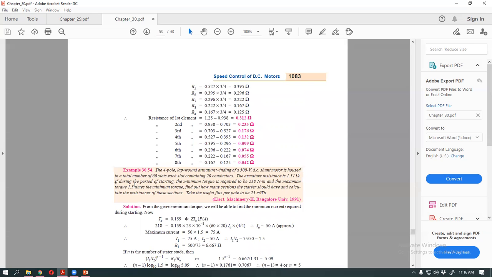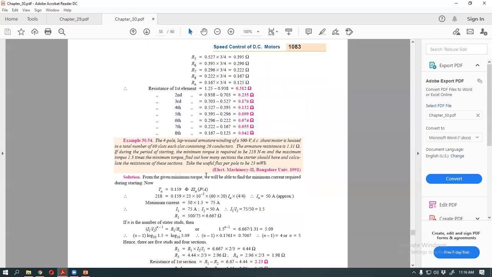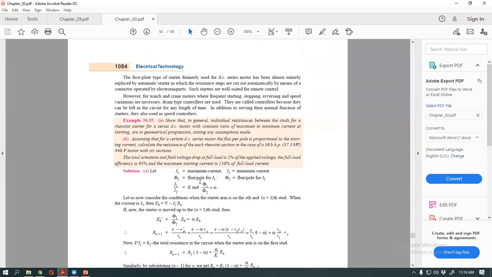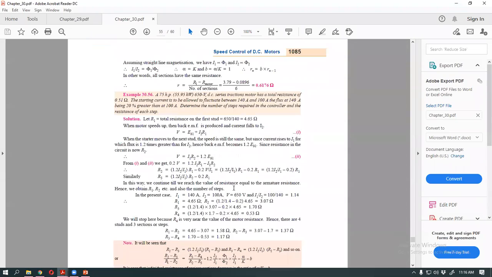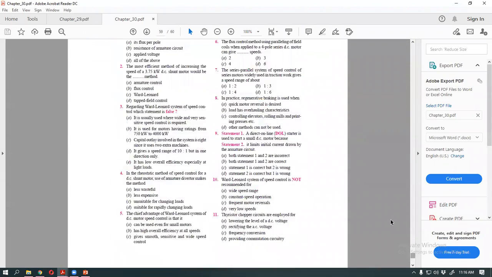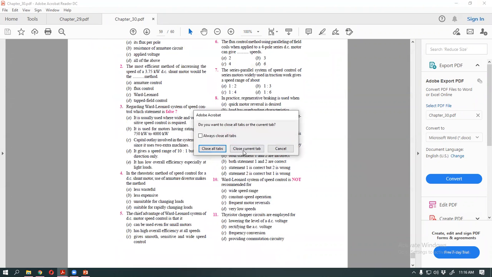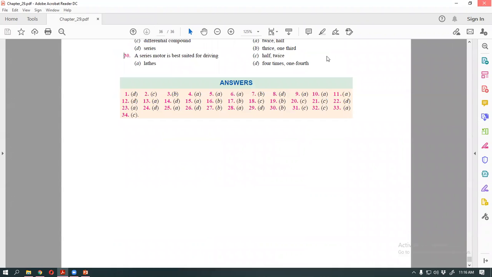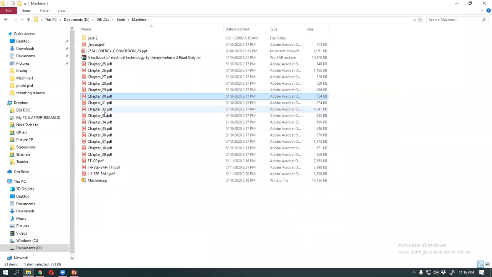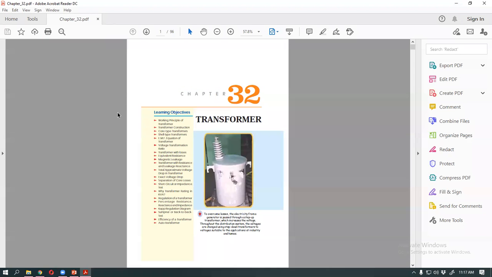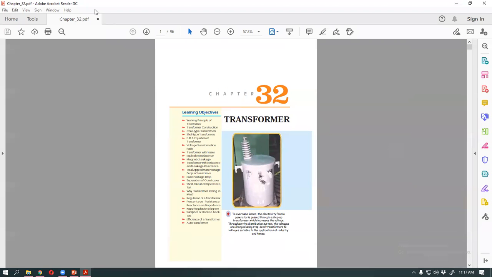So today our another topic is the transformer. This is the transformer chapter, chapter number 32. This transformer is a big syllabus, 6 pages.